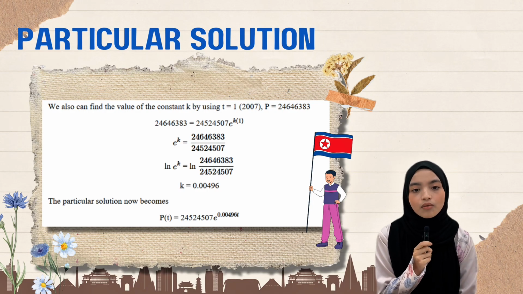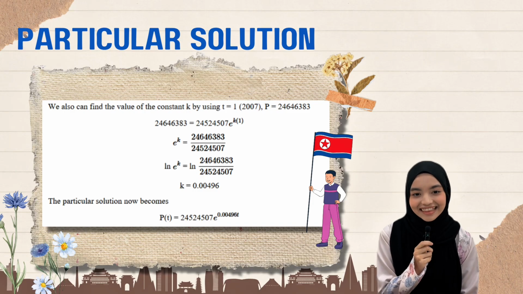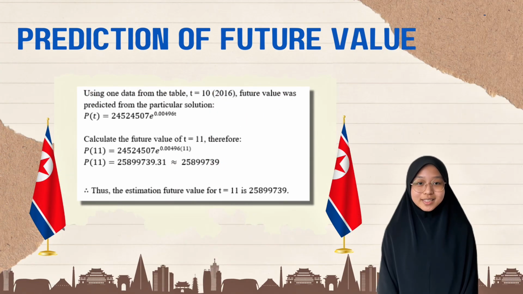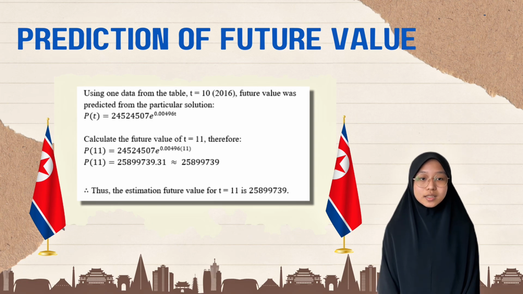24,524,507 e^(0.00496t). From our particular solution, we set the data from t equals 10, which represents the year 2016. We found that using the particular solution, we obtained the predicted future and past values.